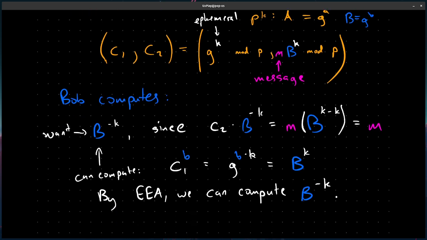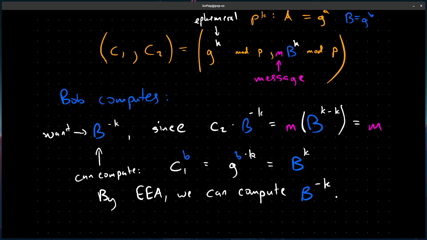And Bob can compute B to the negative K. This is a good opportunity to check whether you understand the significance of the extended Euclidean algorithm, which I suppose I've hammered at length. The significance is that if Bob has B to the K, then Bob can compute B to the negative K. That is, the extended Euclidean algorithm means that it's easy to compute inverses.